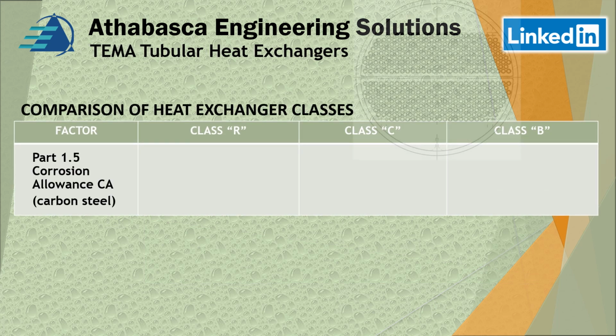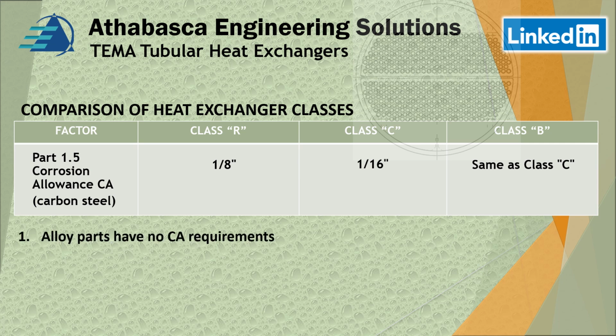Part 1.5, Corrosion Allowance, CA, for carbon steel, we'll look at that. So for Class R, it's 1/8 of an inch. For Class C, it's 1/16 of an inch. And for Class B, it's the same as Class C.